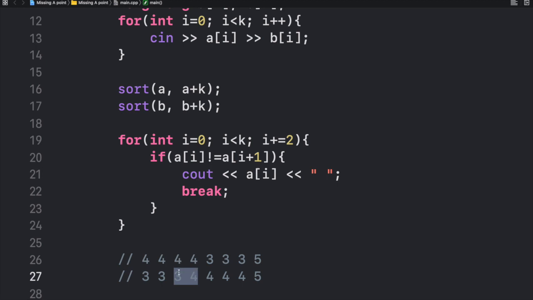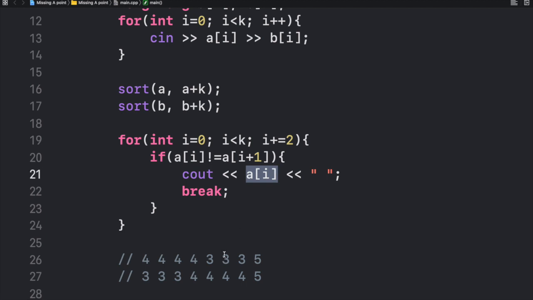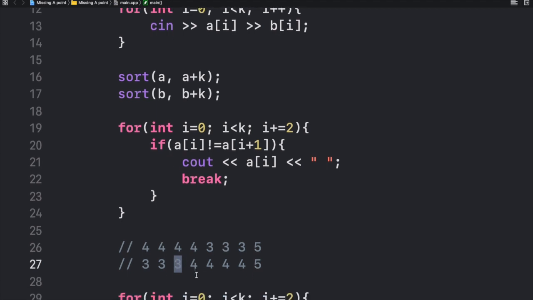So here, in an axis parallel rectangle, if this is a 3, there should be one more 3 to form the pair, as we've seen in our solution. However, there's no extra 3. It just becomes a 4. So this statement runs, and we print out a at position i, which is this 3. Therefore, we know that the missing coordinate is the x-coordinate 3, which is indeed true.